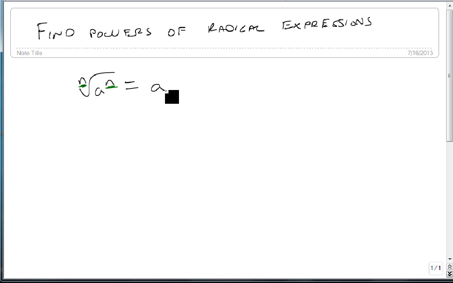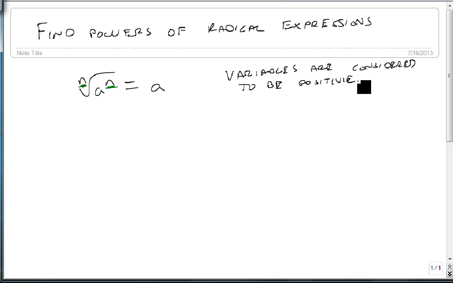However, if we add a note to say the variables are considered to be positive, whether we say we assume that, then I can ignore that. So we're going to use this the whole way through. And so what we're going to do is use this principle to help us solve problems.